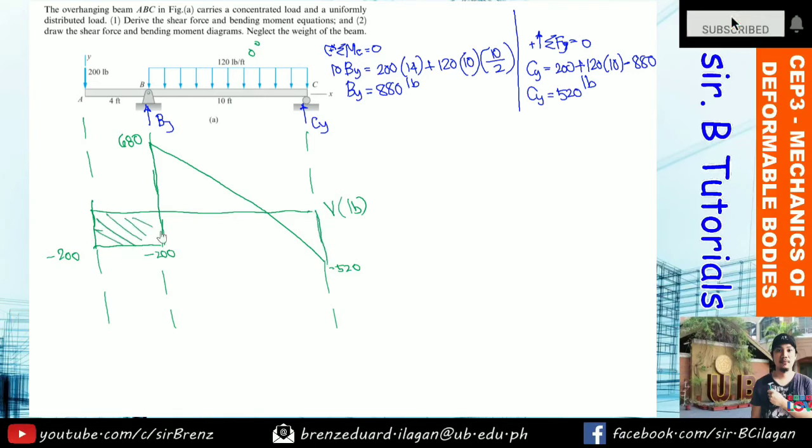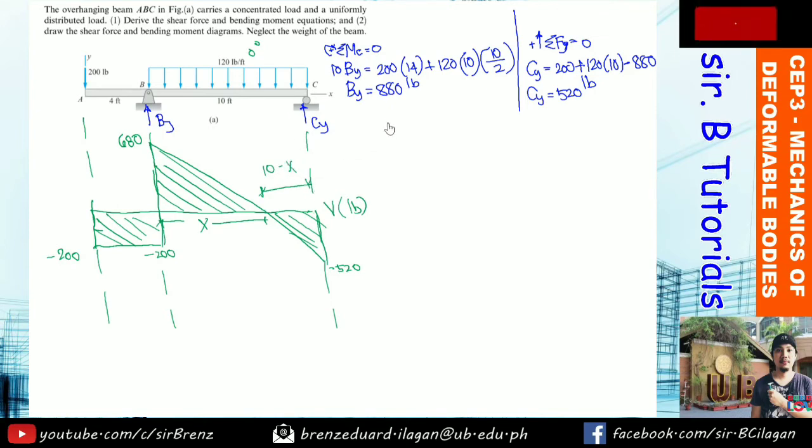So this is the shape of our shear diagram. Since this is just a triangular shape, we can apply ratio and proportion. Let the value be x. So if this is x, what is the value of the other side? It will just be 10 minus x, right?